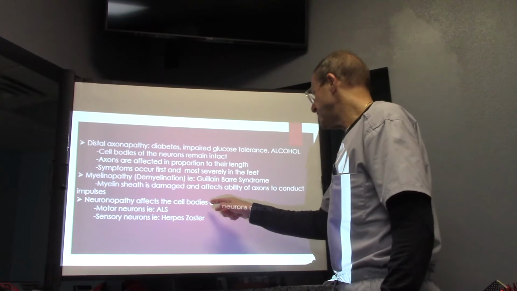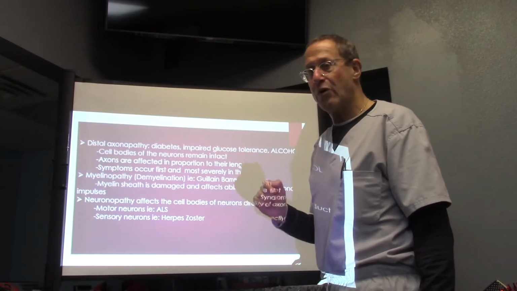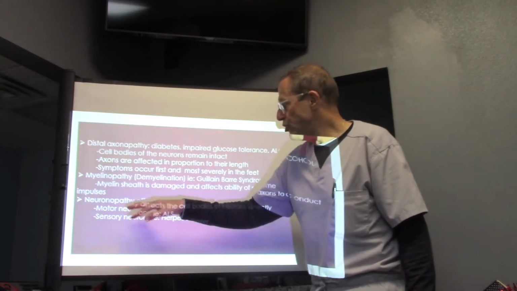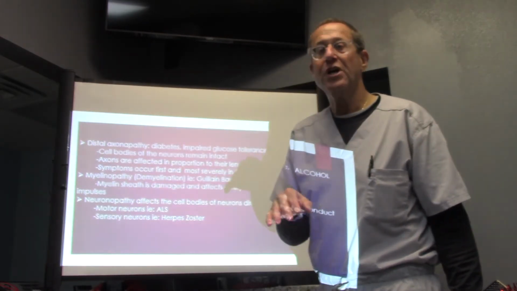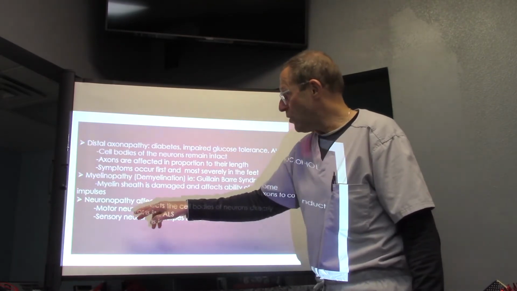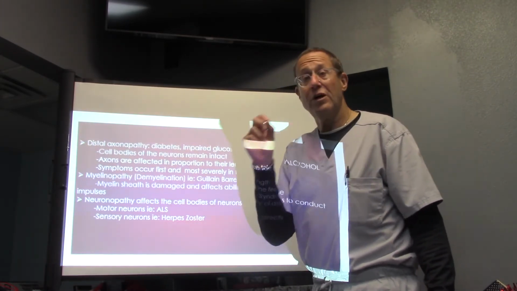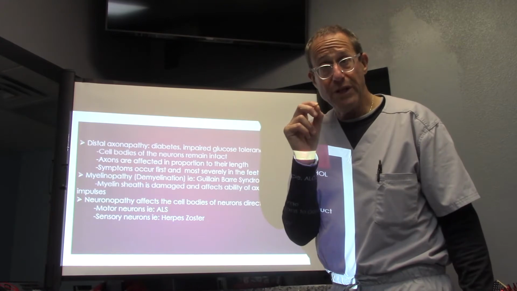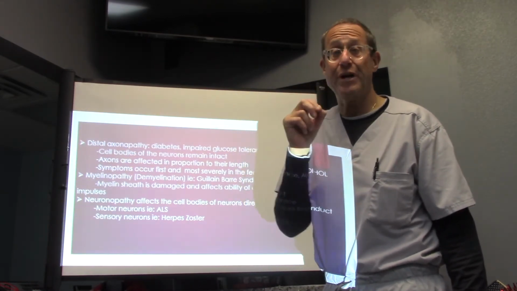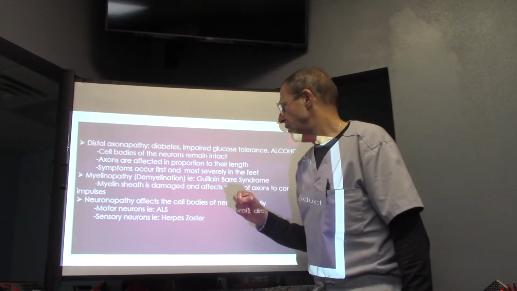Mononeuritis affects the cell bodies, which are the nuclei, the powerhouse of the cells of the neurons directly. And you have two portions of the nerves. You have the motor neurons and you have the sensory neurons. And there are diseases that affect either motor or sensory, and then there are diseases that affect both motor and sensory neurons.